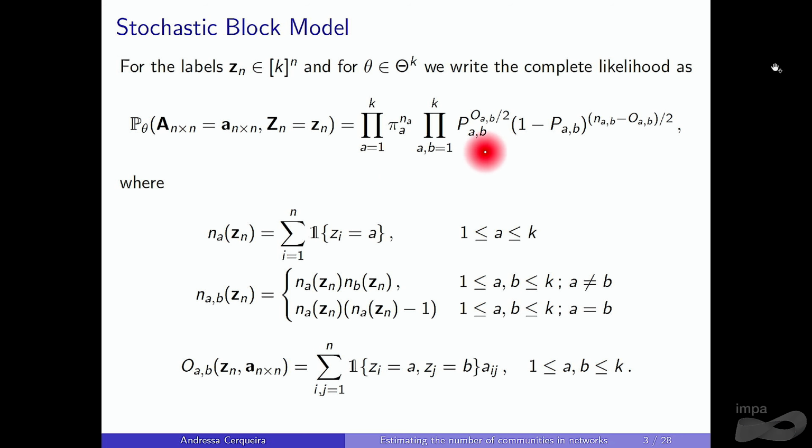So here, I just fix a pair of communities, and then I have the probability to have an edge between communities A and B to the power of how many edges I have between communities A and B. It's the same thing for how many zeros I observe. This is just the joint distribution, not that difficult. So in this talk, I'm going to work with this distribution here. So this is the complete likelihood.